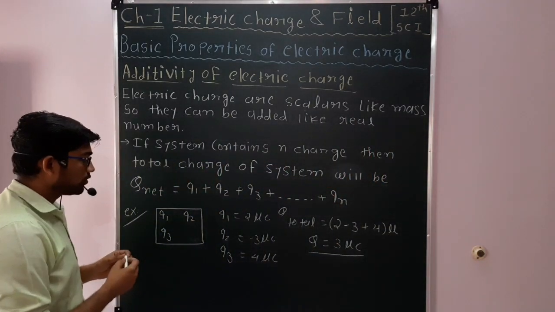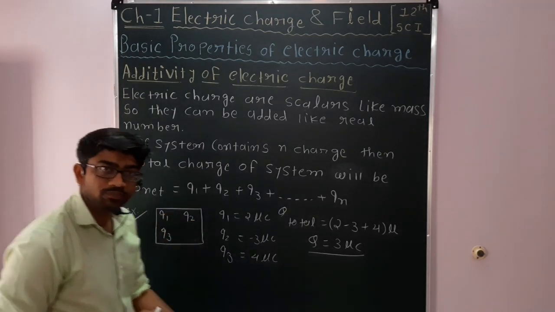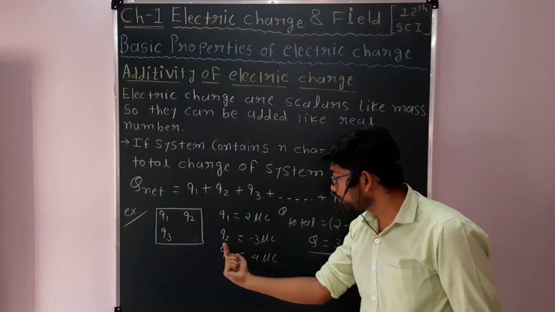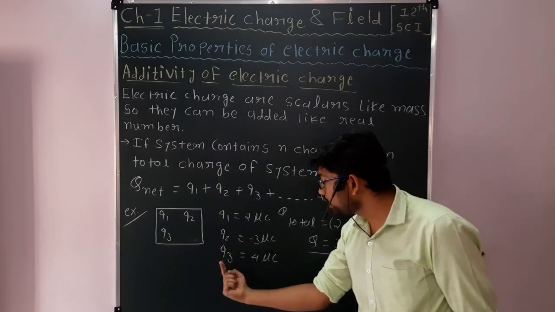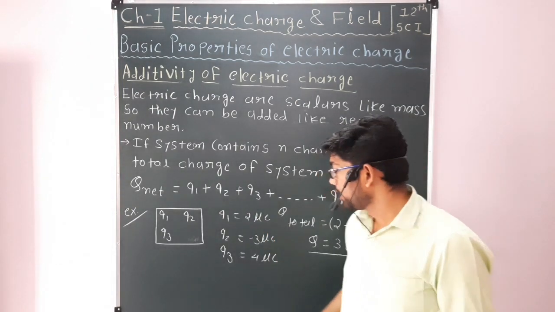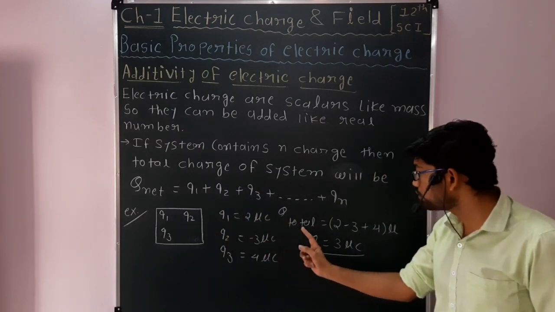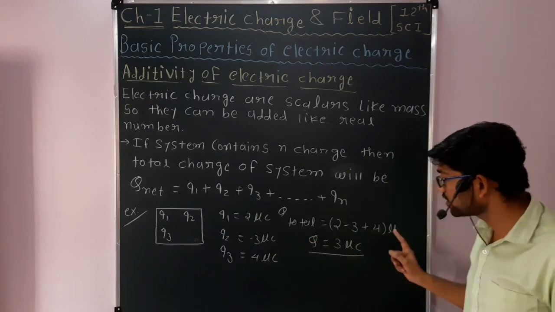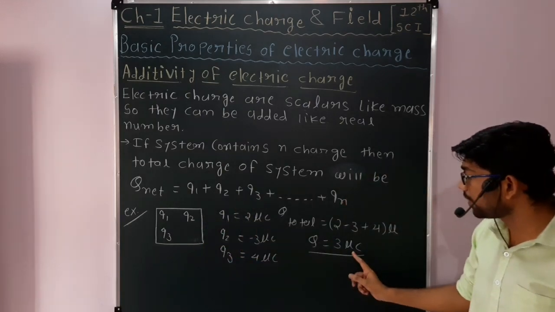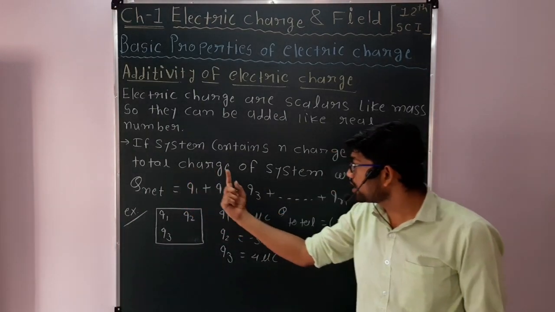For example, suppose this is a box where 3 charges are present, Q1, Q2 and Q3. Each one has a different charge value. Q1 is equal to 2 microcoulomb, Q2 is equal to minus 3 microcoulomb and Q3 is equal to 4 microcoulomb. Charge can be positive, can be negative. So the total charge, denoted by Q, is equal to 2 minus 3 plus 4. So the total charge in this box is 3 microcoulomb, the total charge of the system.